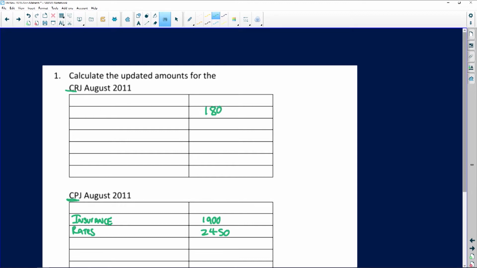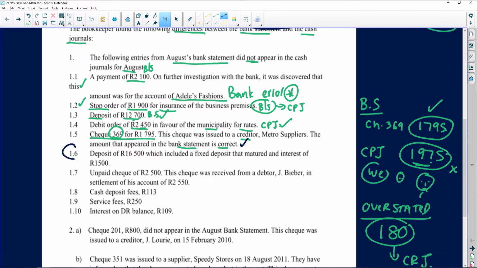180, and obviously this check was issued to a creditor. So creditors control, and the check was overstated. You don't have to write that down, I'm just writing it down as an explanation. Let's now move on to the next difference, which is 1.6.